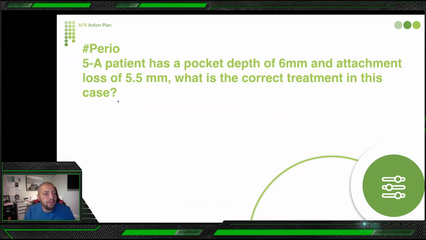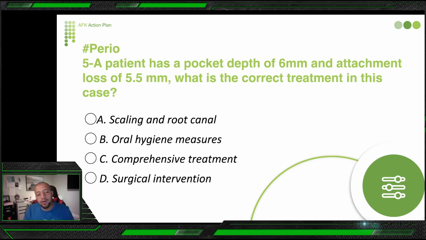Last question from Perio. A patient has a pocket depth of 6 mm and attachment loss of 5.5 mm. What is the correct treatment in this case? And when I posted this question in the community, there was some confusion about the answer, and some dentists were saying this is different.